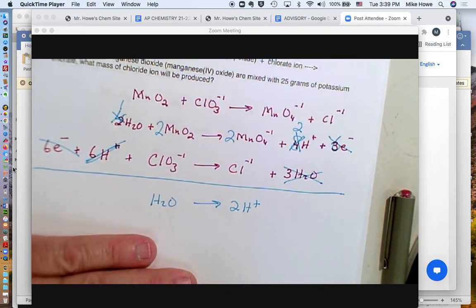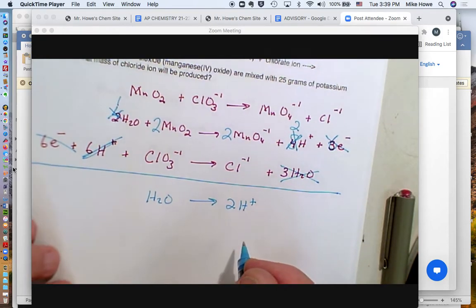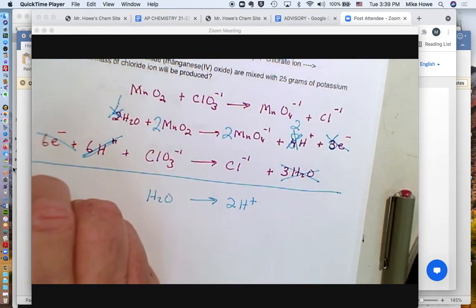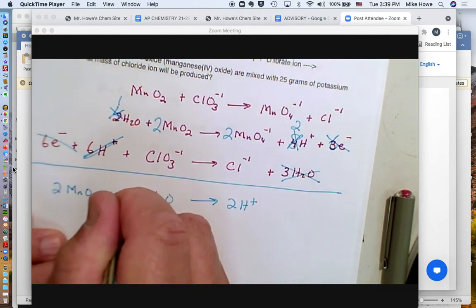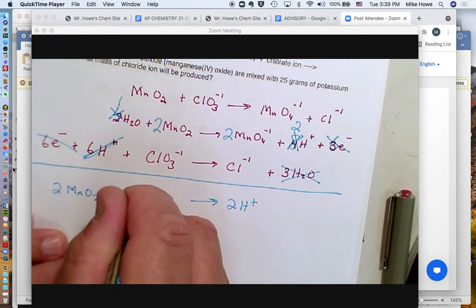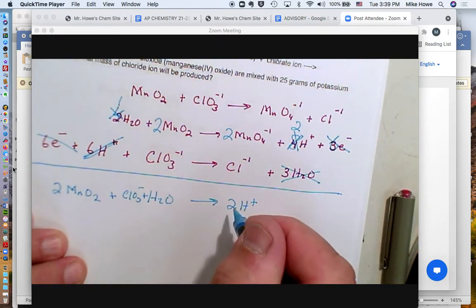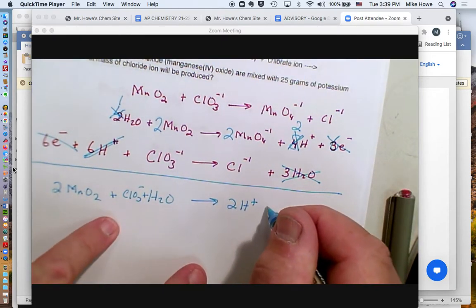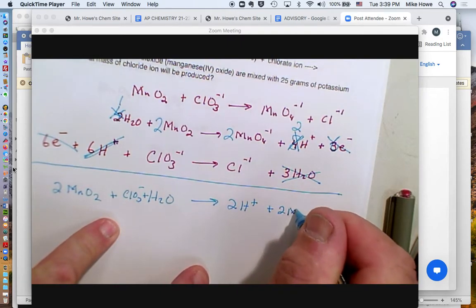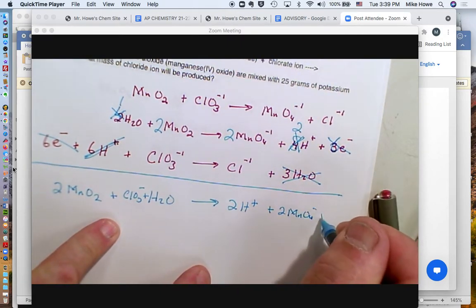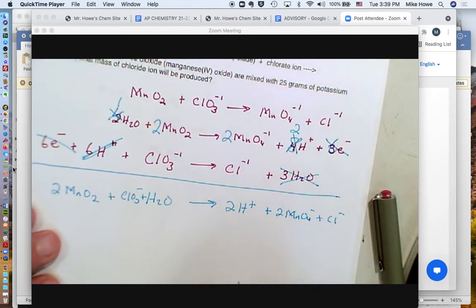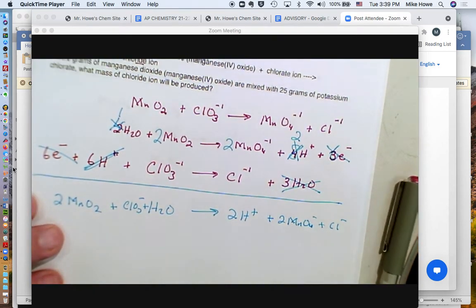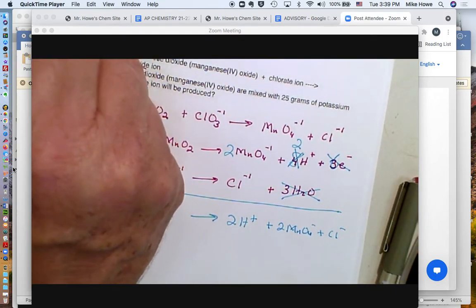All right, so nothing else cancels, I don't think, so we have two MnO2s plus the ClO3 plus the water, plus 2, it yields 2 H pluses, plus 2 permanganate ions, plus a Cl minus. So that's our balanced equation, except that it does say up here that it is in a basic solution.